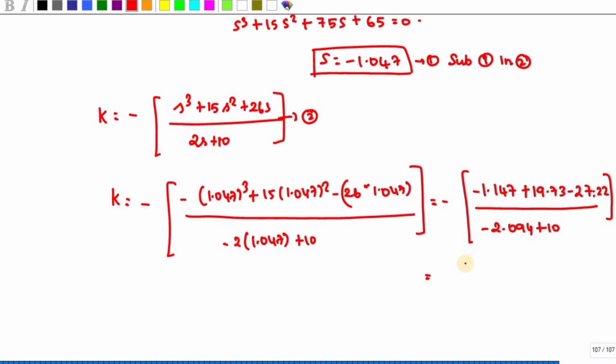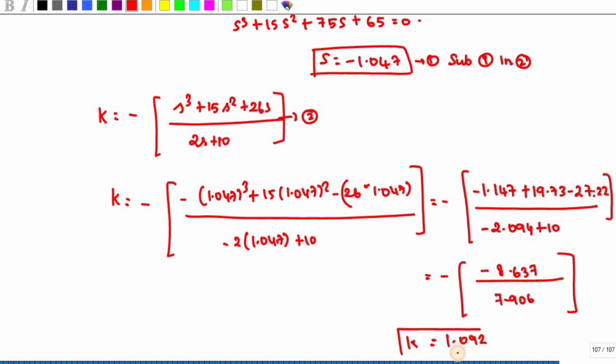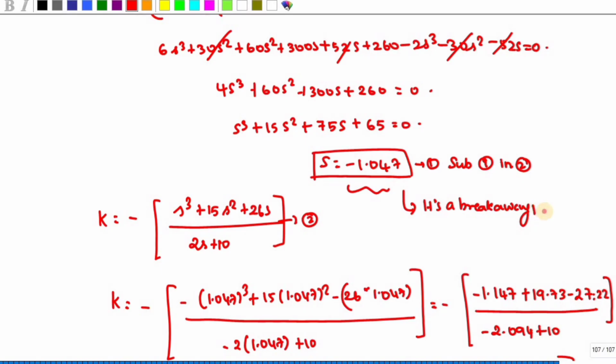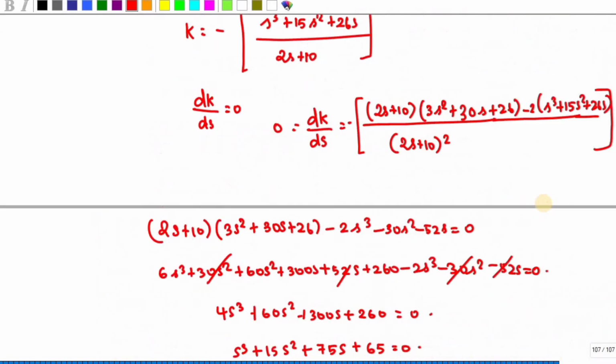Okay, because s has 3 values, right? I have taken only one value because I already know the answer, and you can see the average of 2 and 0 is 1. So it must be s is equal to minus 1 point something only. So that is why I fixed this value.